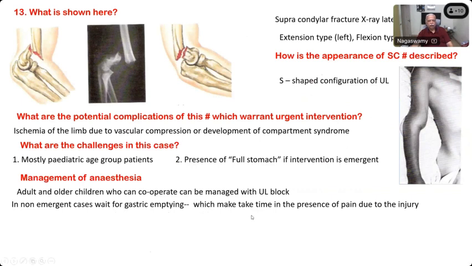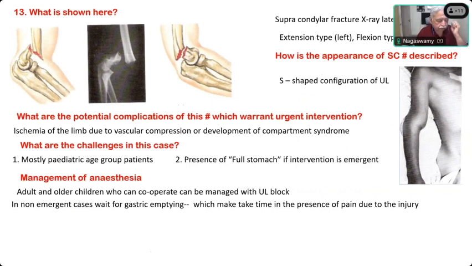Okay, and what is the risk? Even if you wait for 4 hours or 6 hours, when the patient is in pain, gastric emptying is delayed or fastened? Delayed. So they may still have some amount of full stomach. So what are the preparations you can do to prevent vomiting and aspiration? Rapid sequence induction if we're going for GA.